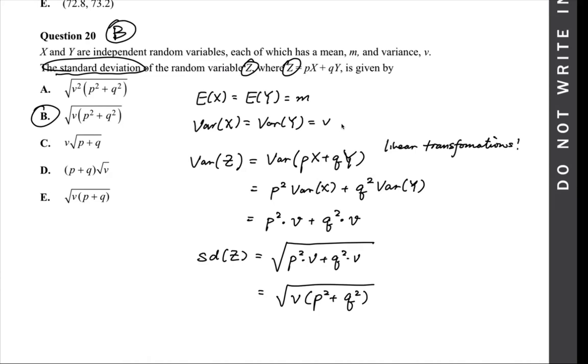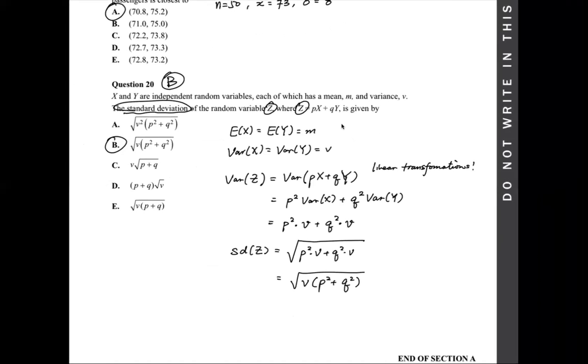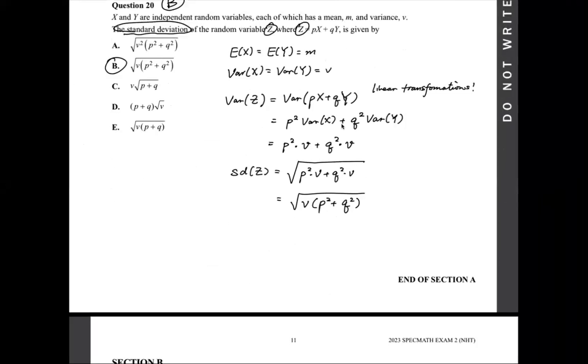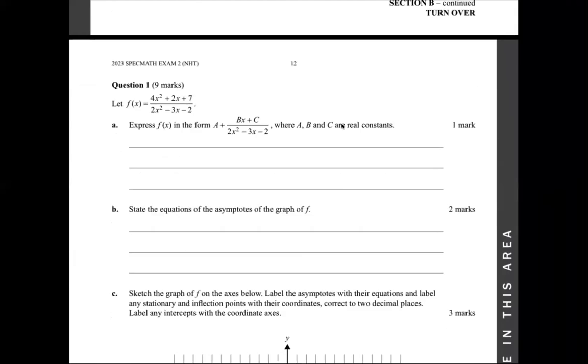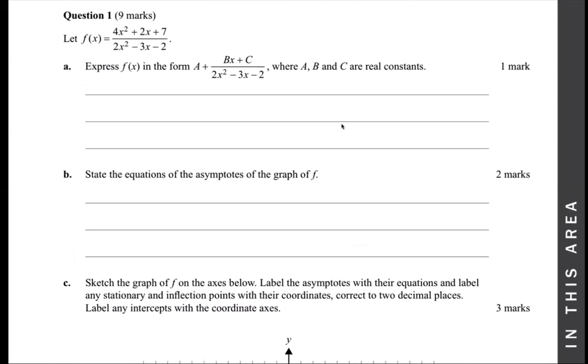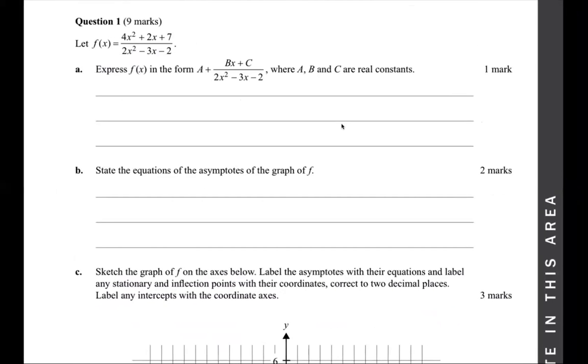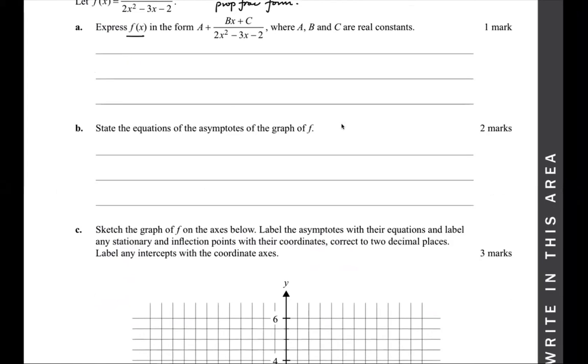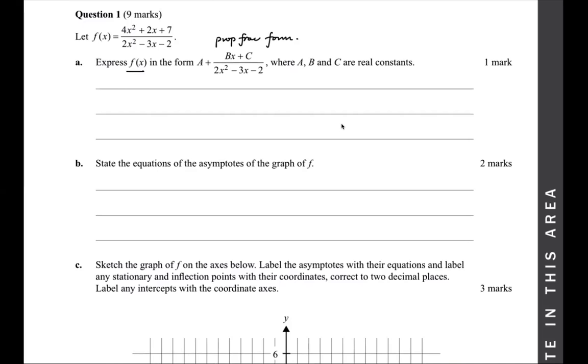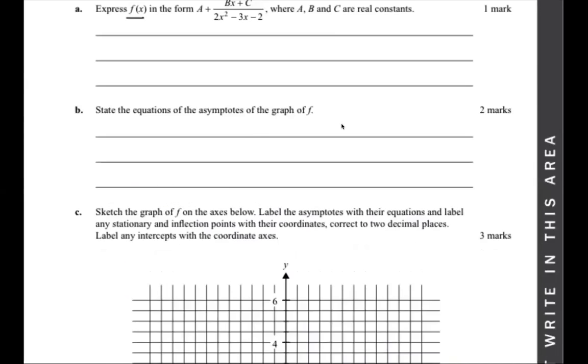Lovely, lovely 20 multi-choice questions. So let's have a look at the rest. 6 extended response questions. So let f of x be 4x squared plus 2x plus 7 divided by 2x squared minus 3x minus 2. First part, express the function f of x in proper fraction form. Second part, state the equations of the asymptotes. Well, straight line asymptotes, I suppose. And part C is sketching the graph.